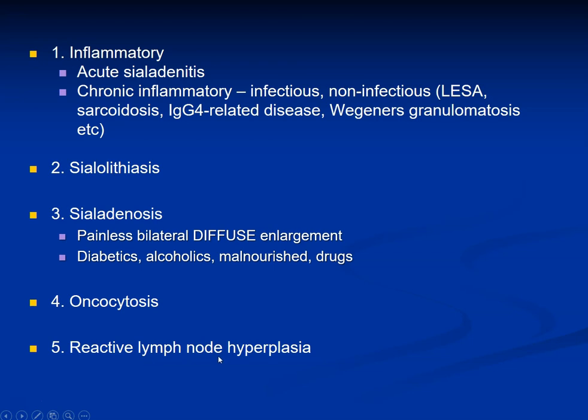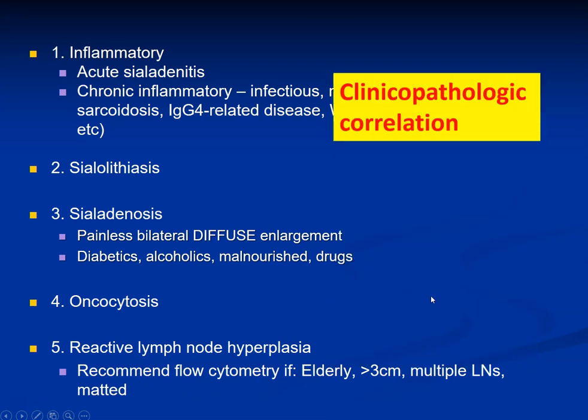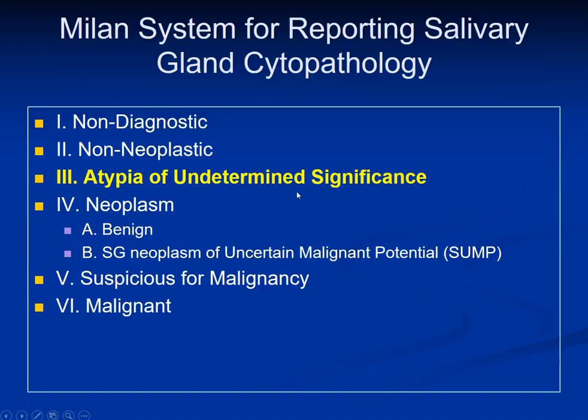Oncocytosis and reactive lymph node hyperplasia, meaning that what is aspirated is actually a lymph node rather than a salivary gland nodule. In the context of an elderly patient, or if the nodule is of significant size, or if there are multiple or matted lymph nodes, then flow cytometry can also be recommended. And you can see that a common thread runs through all these potential clinical settings, and that is clinical pathologic correlation. So for this particular category, it is extremely important to have an idea of the clinical picture.